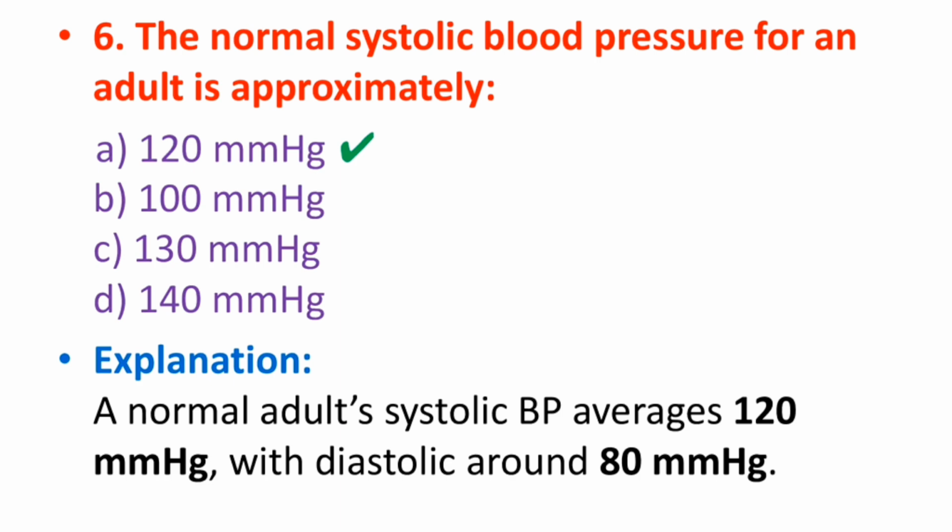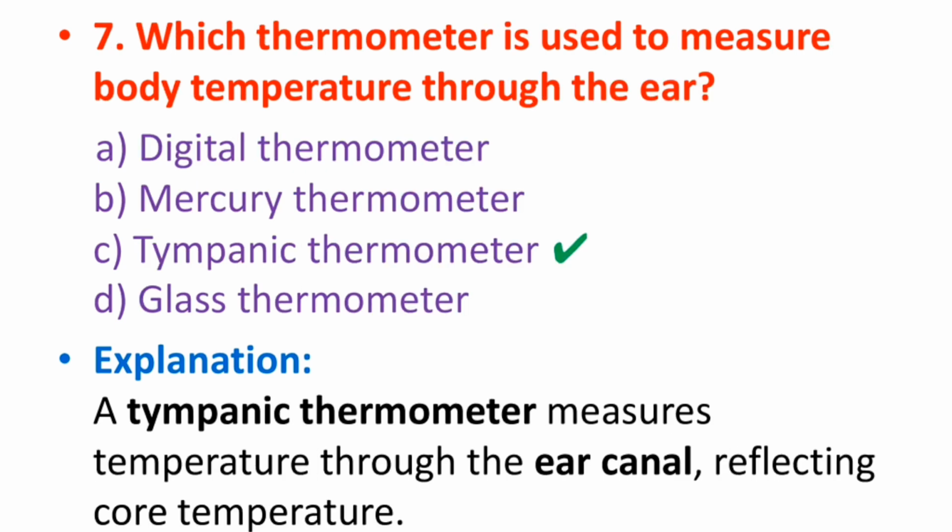The normal systolic blood pressure for an adult is approximately option A, 120 mm of Hg, option B, 100 mm of Hg, option C, 130 mm of Hg, option D, 140 mm of Hg. The correct answer is option A, 120 mm of Hg. A normal adult systolic blood pressure averages 120 mm of Hg with diastolic 80 mm of Hg.